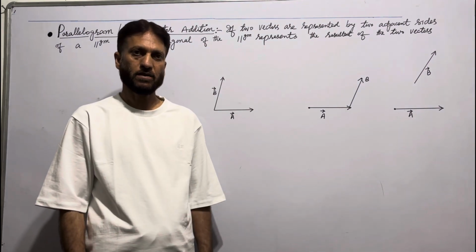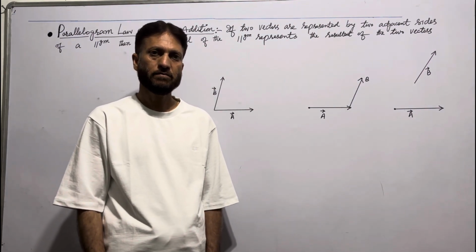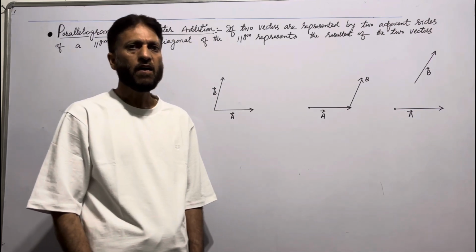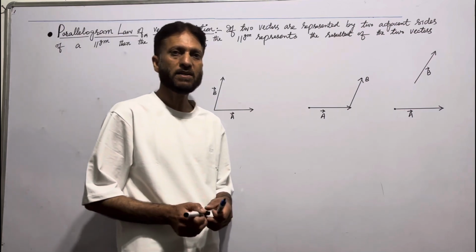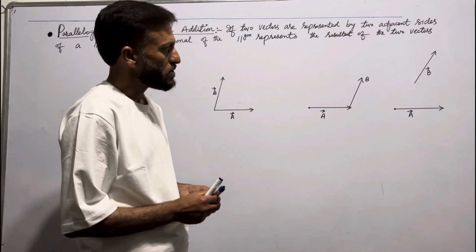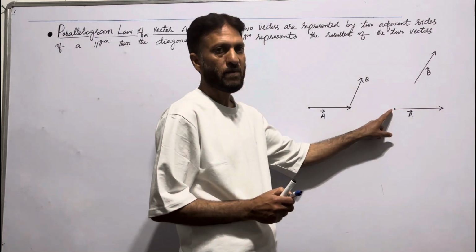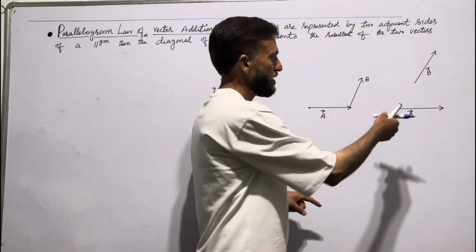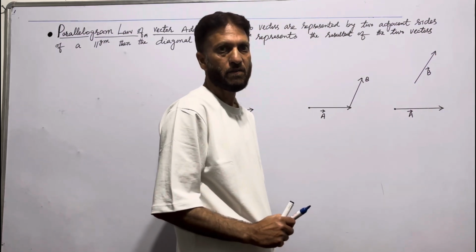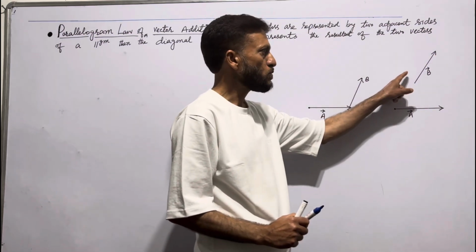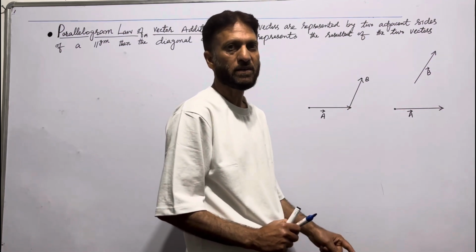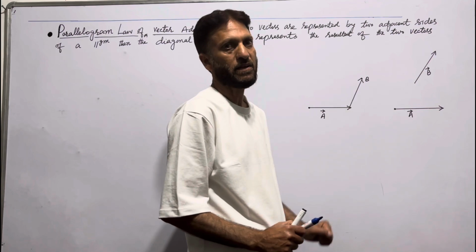Hello my dear students. Today we will learn parallelogram law of addition of vectors. We know a vector quantity is represented by a directed line segment. Suppose we have two vectors, vector A and vector B, and we want to add these two vectors and find their sum. The sum of two vectors is called resultant of vectors.